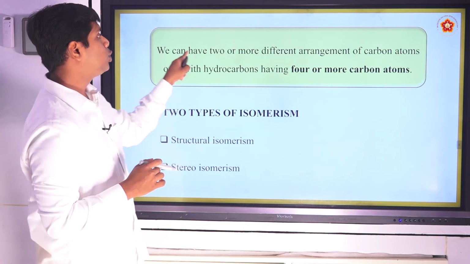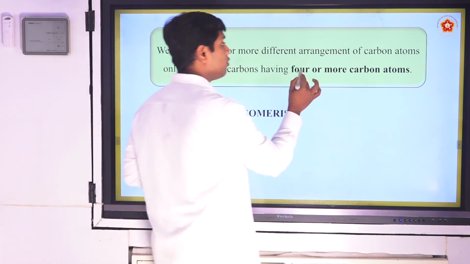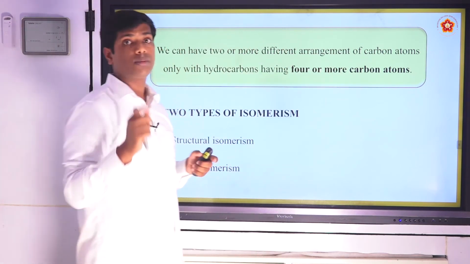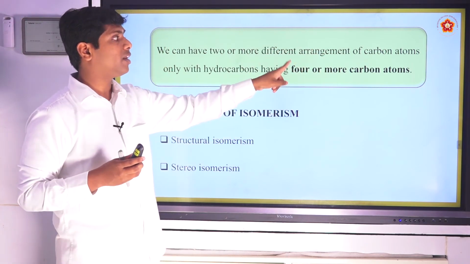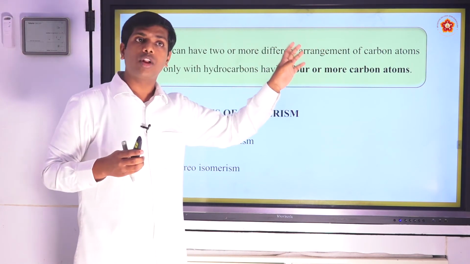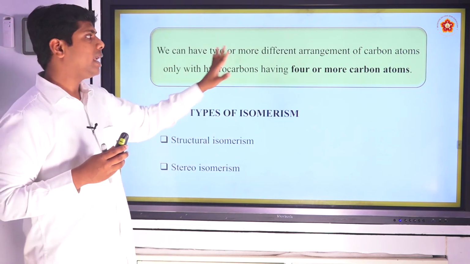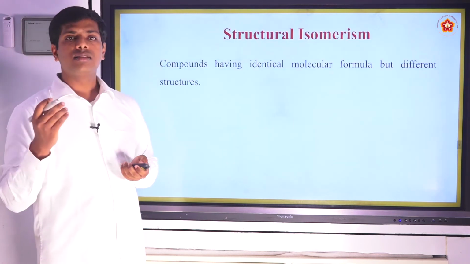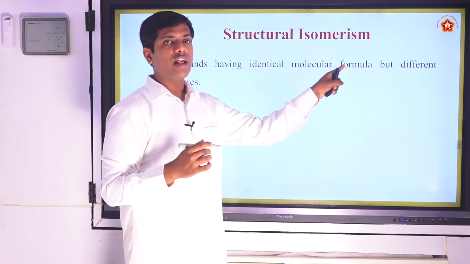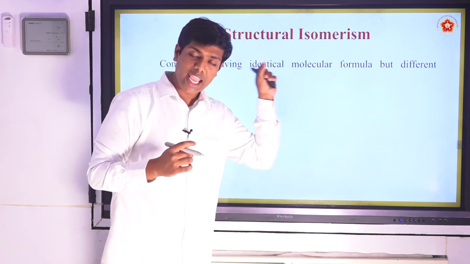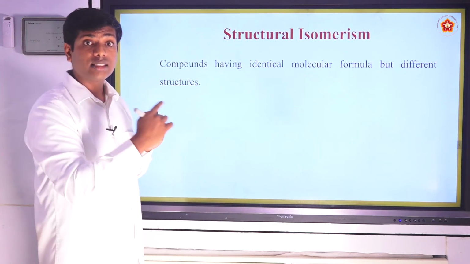You have to note. We have two or more different arrangements of carbon atoms only with hydrocarbons having 4 or more carbon atoms. Very important. 4 or more carbon atoms will undergo structural isomerism. Let us look at what is structural isomerism. Compounds having identical molecular formula, means same molecular formula but different structures. The structures may be different.